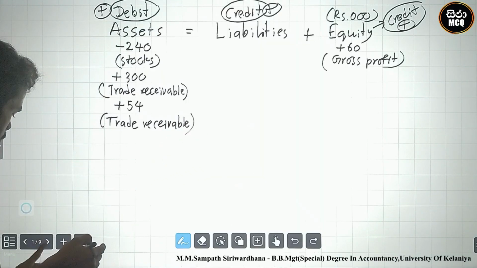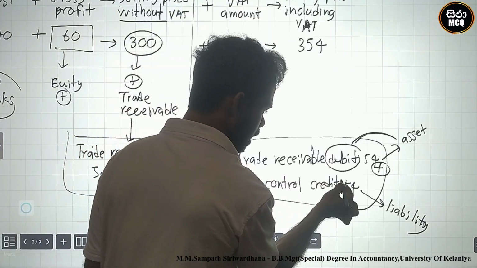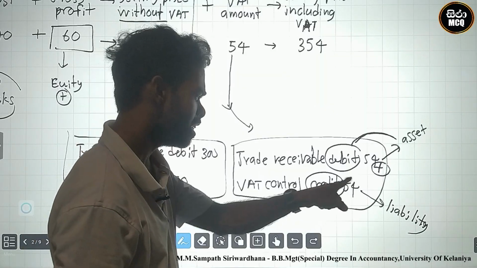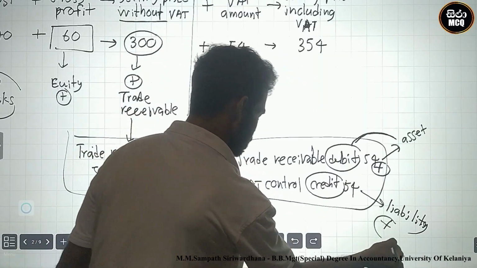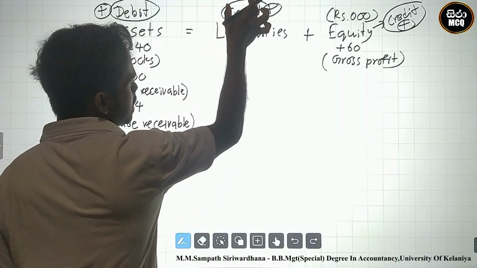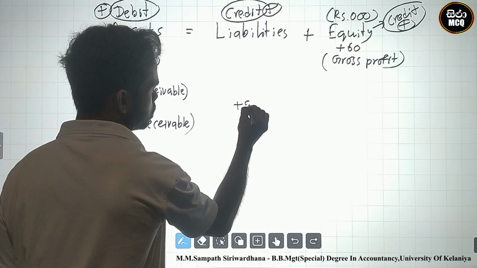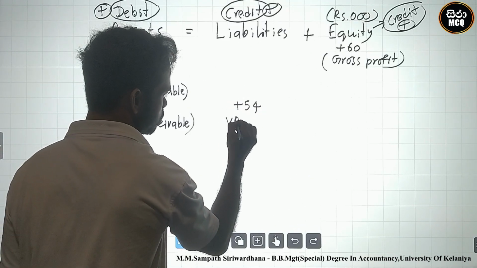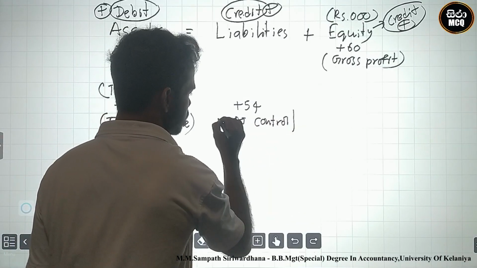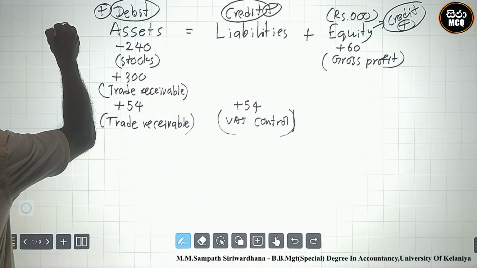Debit. Which amount is this credit? Credit is VAT. VAT is liability. Liability is credit. Credit means liability plus. Why? Liabilities are credit. VAT short is credit plus 2, VAT control. This is the impact. This is the first one.